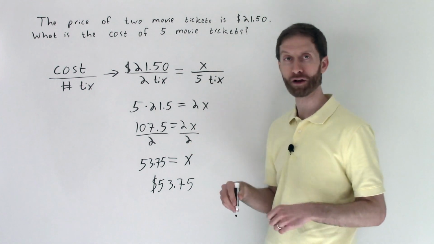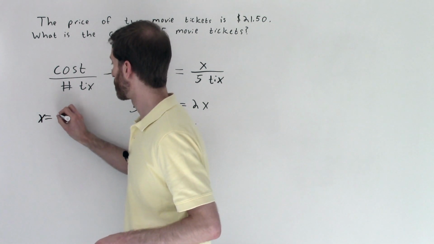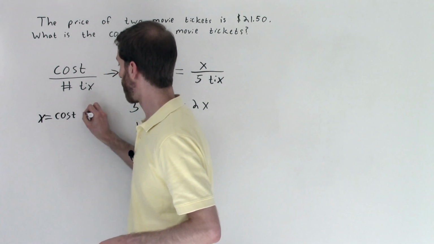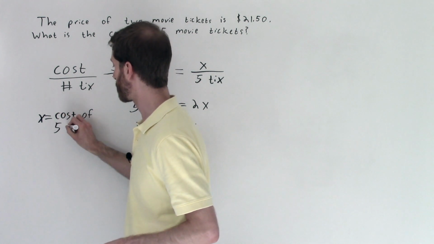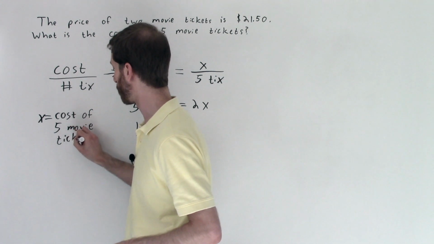One thing you could do to jazz up the formality, or just how formal you're writing this out, is we could define our variable to start, right? So we could have said that X equals the cost of 5 movie tickets. I think that makes this problem a little bit more jazzed up and a little bit more formal.